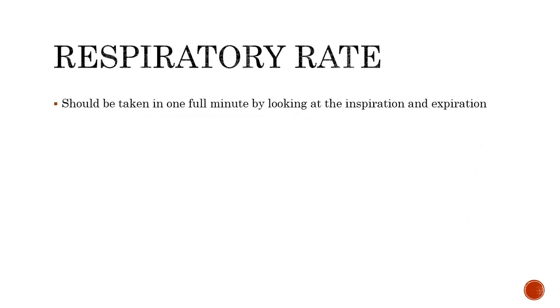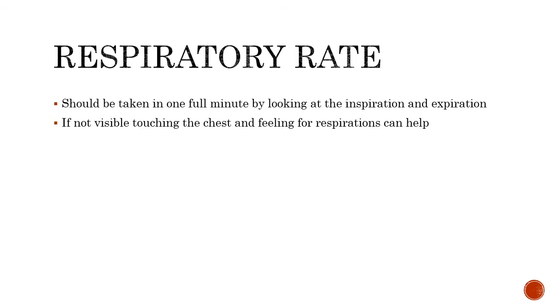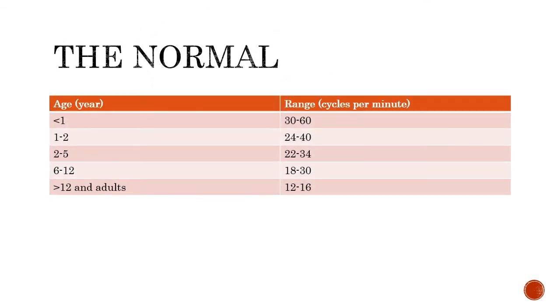Respiratory rate should be taken for 1 full minute by looking at the inspiration and expiration. If not visible, touching the chest and feeling for respirations can help. The normal. Here is a table, age in years, and the normal range, cycles per minute.